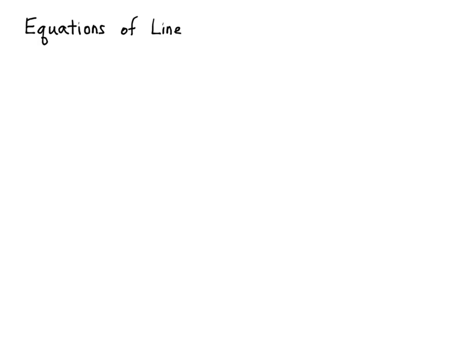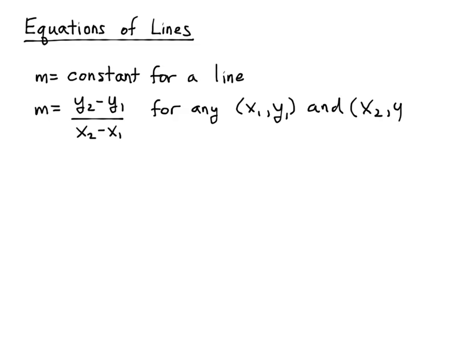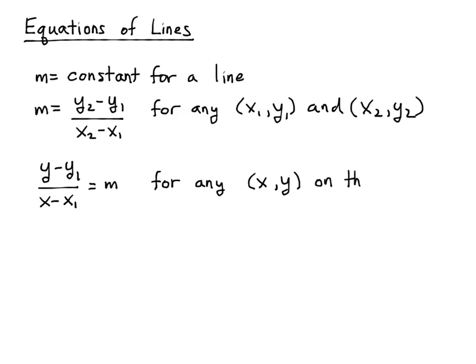Okay, so that's the slope. Let's look at the equations of lines and how we can get to that point. So for a line, m is constant, and we know from the definition that that's the change in y over the change in x. Now, if I choose any point x and y, and in fact generalize this, I get this same thing here where I have y, notice no subscript, minus y1, over x, no subscript, minus x1.